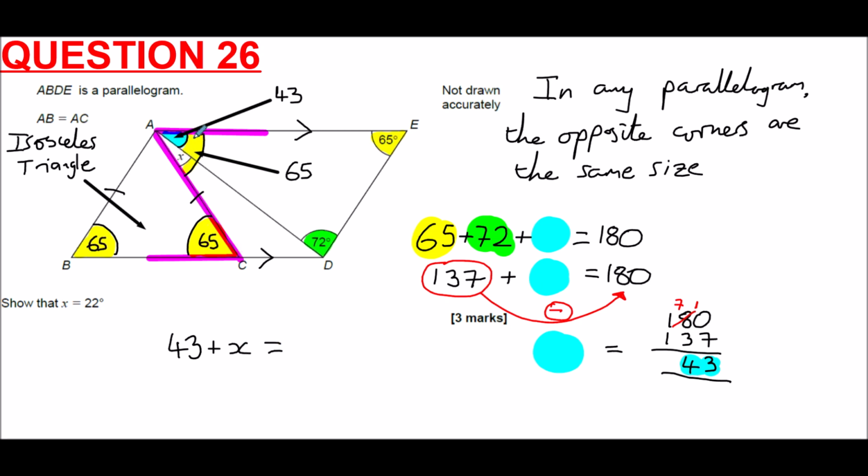Then all we need to do is rearrange this equation so that x is on its own. So we need to subtract 43 from both sides, or like I said before, we can think of this 43 as moving side, but when we swap the side, we swap the sign. This 43 right now is a positive, so we move it across, it'll change from positive to a negative. And so x will be 65 minus 43, which will be 22 degrees, which is what we wanted to prove all along. And that's the question done.